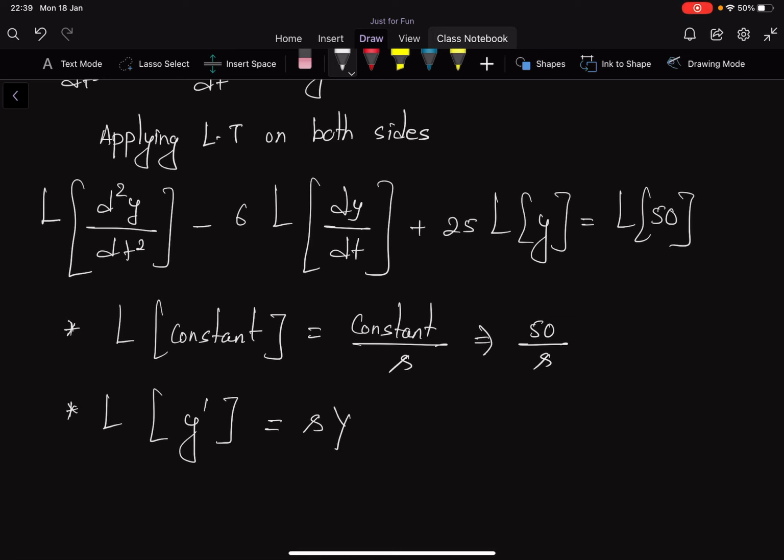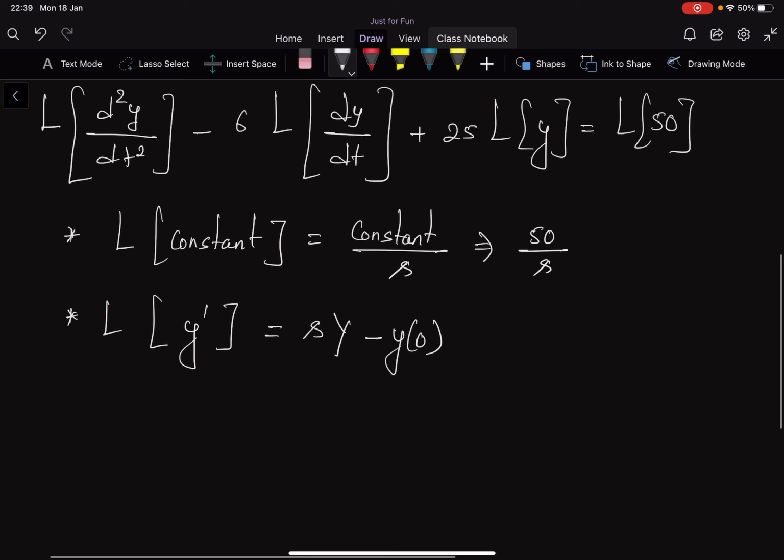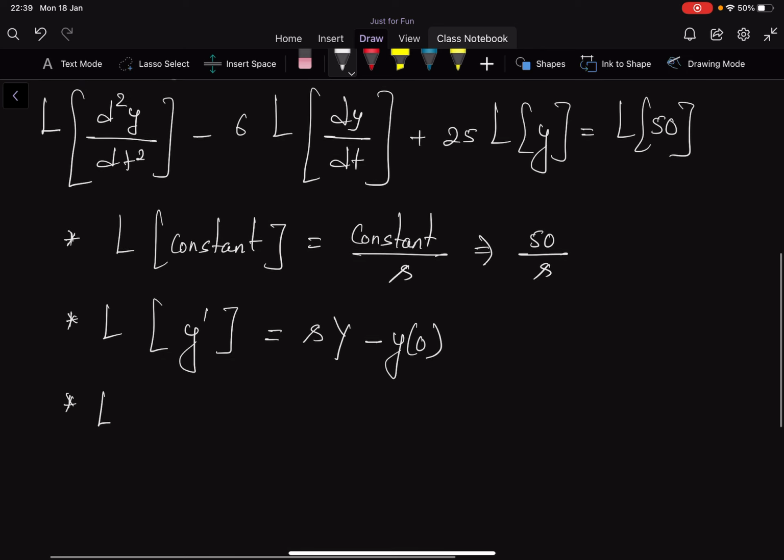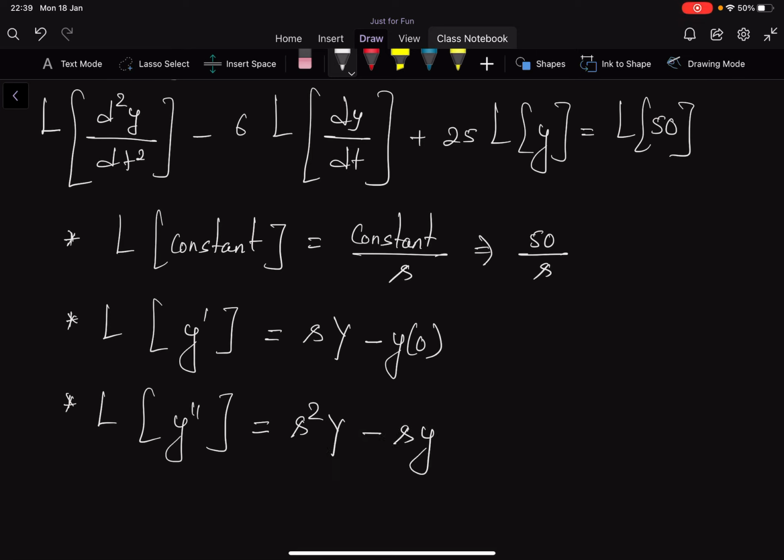I'm not going to write in a bracket yes, because capital Y stands for frequency domain, so I'm not going to use that. And then minus y(0), the initial condition. Similarly, for the double derivative, I'm going to use double prime here, and then we have s squared Y, capital Y, minus s times y(0), and then minus y'(0).